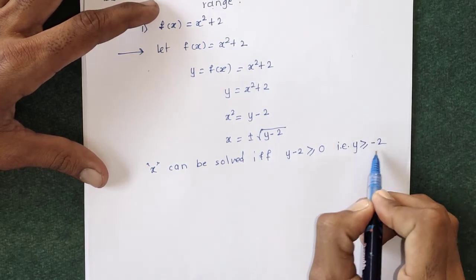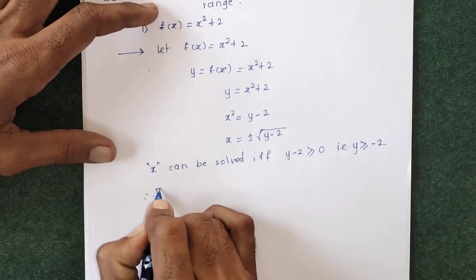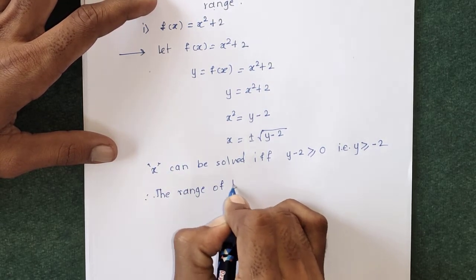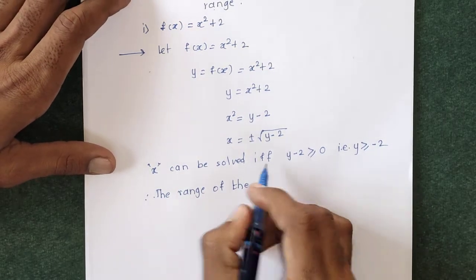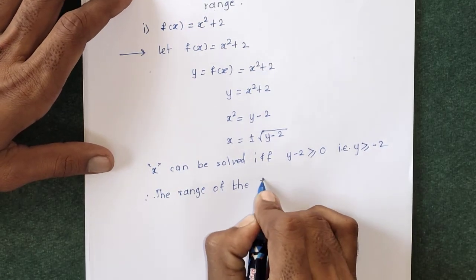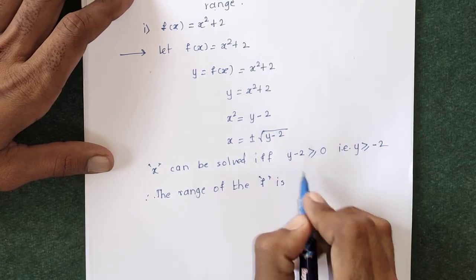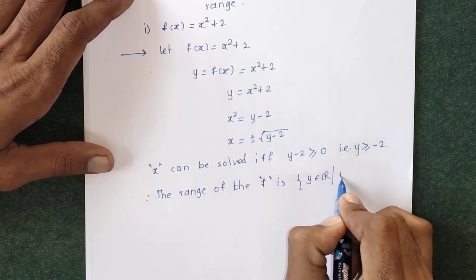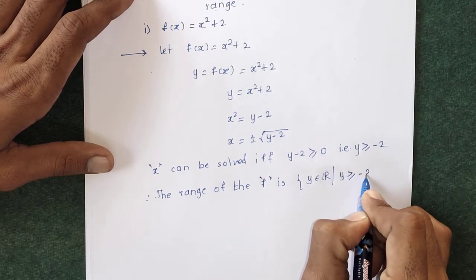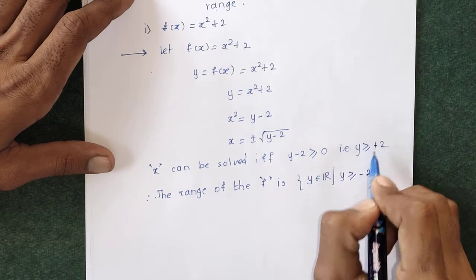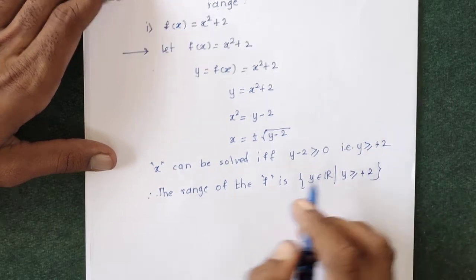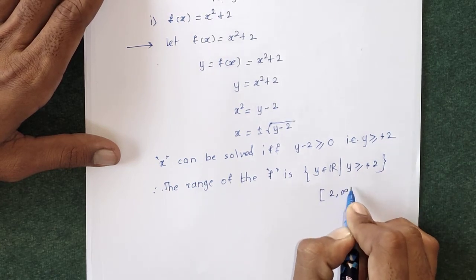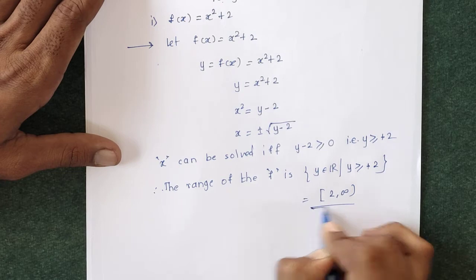So, this is the range of the function. Therefore, the range of the function, this question can be asked for 2 marks in the university exam. The range of the given function f is the set of all real numbers y for which y is greater than or equal to 2. That is, the range of the function is the open interval 2 to infinity. This is the range of the given function.